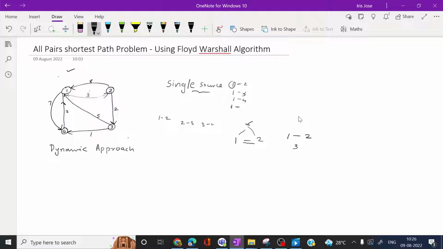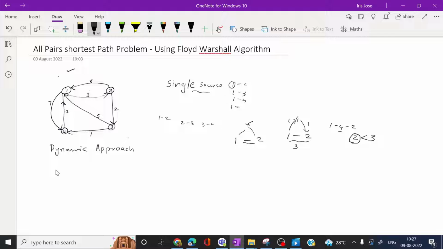If we consider an intermediate node, say 4, and the distance from 1 to 4 is 1, and from 4 to 2 the distance is 1, then the distance from 1 to 2 through 4, that is 1, 4, 2, where 4 is the intermediate node, is 2, which is less than the direct distance from 1 to 2. So we will replace the distance 1 to 2 with this smaller distance. In each step we will do the same procedure.